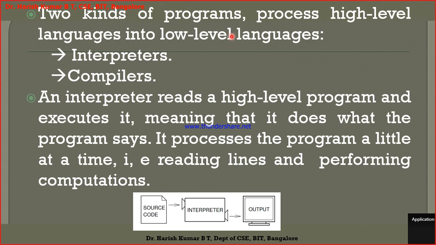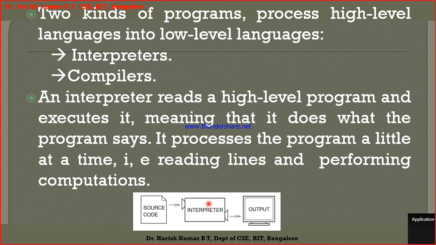Then there are two kinds of programs that process high-level languages into low-level languages. What are those two programs that convert the high-level language into low-level language? You already know: the interpreter and the compiler. An interpreter reads the high-level program and executes it, meaning it takes a line of the high-level statements and performs the execution. It takes a line and performs the computation.